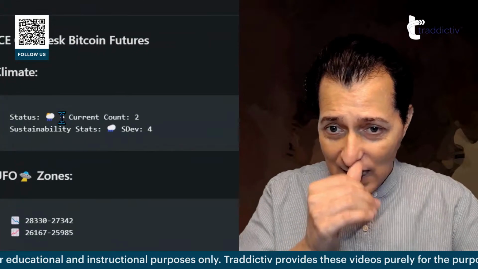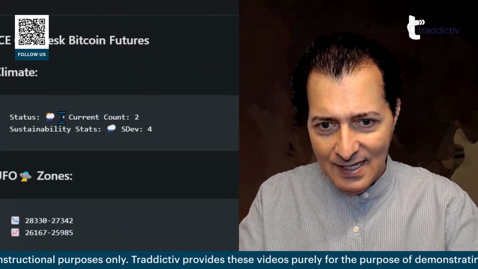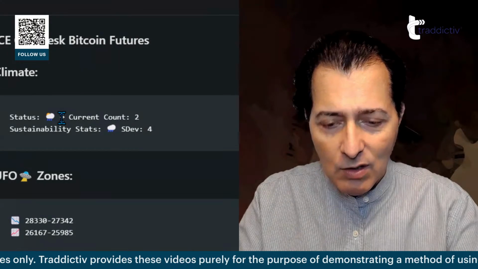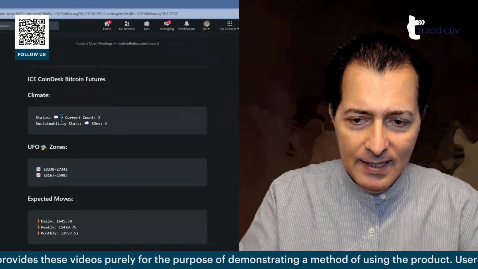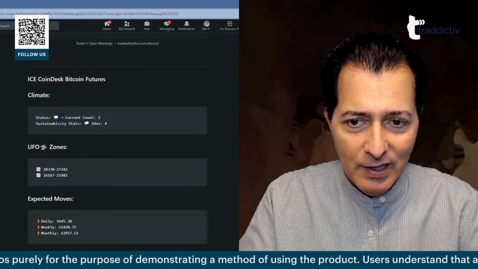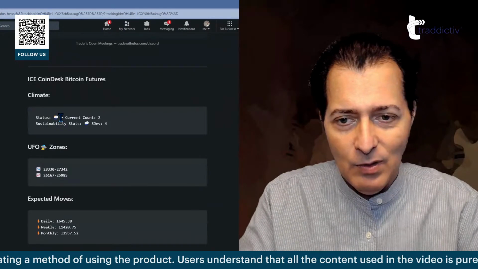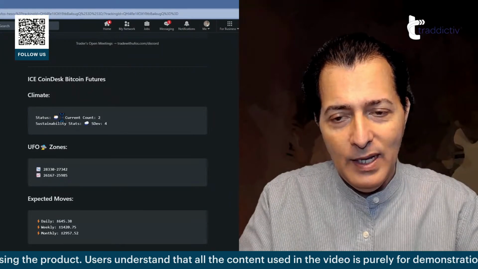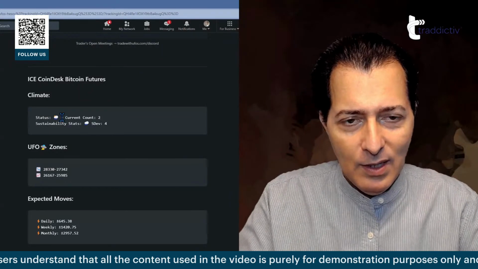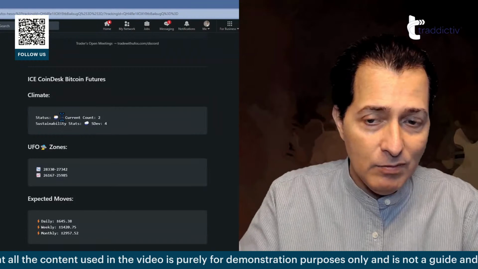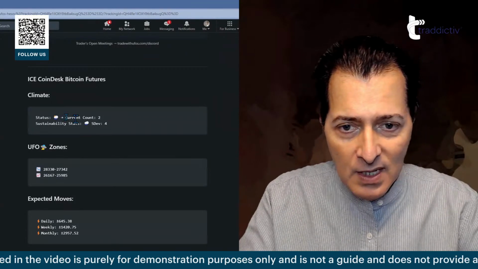So that means that the climate is not confirmed, and therefore, in a non-confirmed climate, really trading one direction or another doesn't carry odds in your favor based on our technology. So probably waiting until tomorrow would be a great idea to see if the climate confirms in some direction.